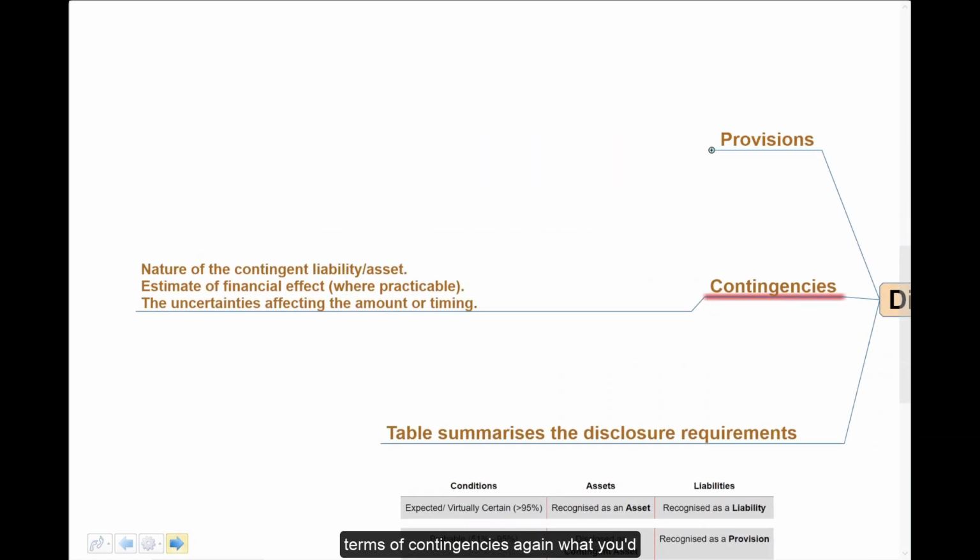In terms of contingencies, again, what you'd expect. What's the nature of this contingent liability or asset? Can we estimate the financial effect? If not, so be it. What uncertainties affect the amount or the timing? So that's just about everything relating to either a contingent asset or a contingent liability.